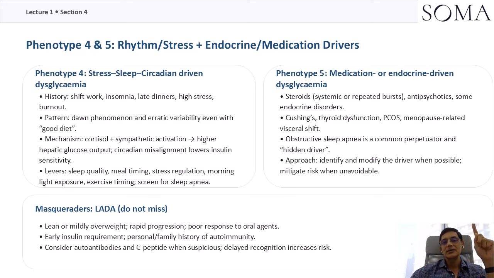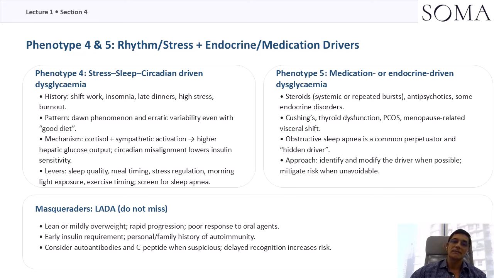The clinical approach here begins with one question: what is the driver? If steroids are necessary, you cannot remove the driver completely, but you can anticipate and mitigate. If sleep apnea is present, treating it can improve insulin sensitivity and reduce glucose variability. If PCOD or PCOS is there, insulin resistance management is central. If menopause has shifted the body composition, resistance training and protein strategy become even more important.